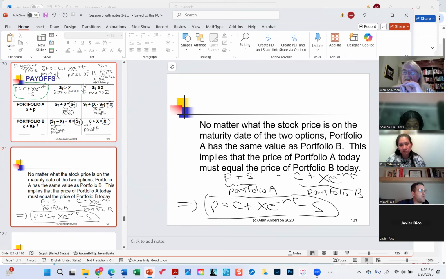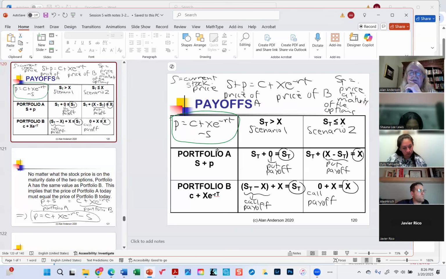Is this based on the difference between put and call parity? Right, because if you look at portfolio A, which consists of the stock and the put, in scenario one, it ends up being worth just ST dollars. In scenario two, it's worth X dollars. Notice, the same thing is true for portfolio B. In scenario one, it's also worth ST dollars. And then in scenario two, it's worth X dollars.